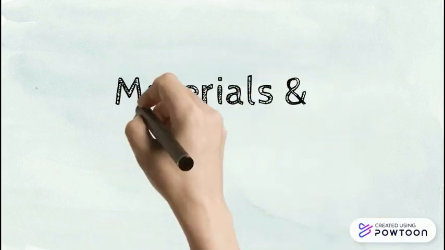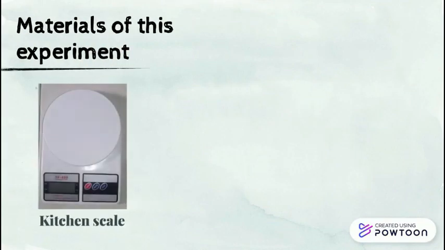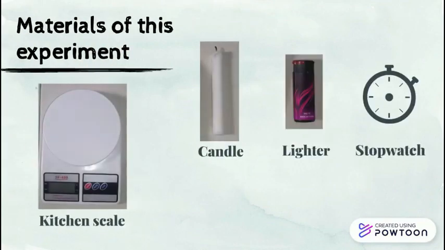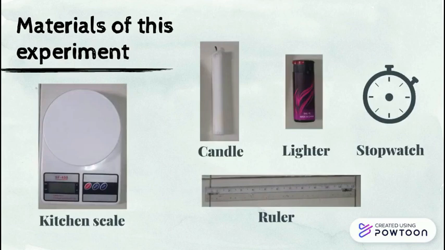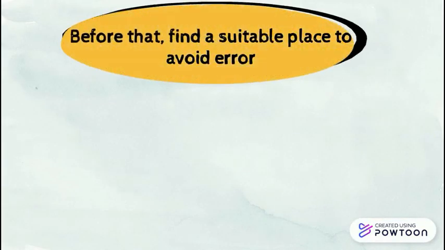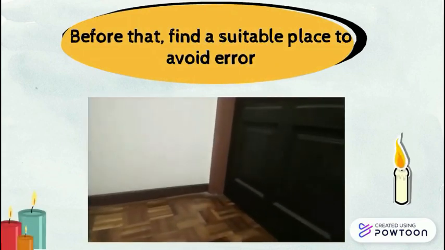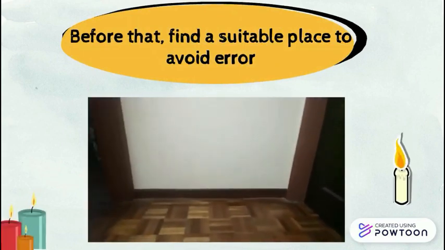Now, we move to the materials and procedure part. The materials that we use for this experiment are a kitchen scale, a candle, a lighter, a stopwatch, and a ruler. Before we run our experiment, we must find a suitable place that will not bother our experiment to avoid error.